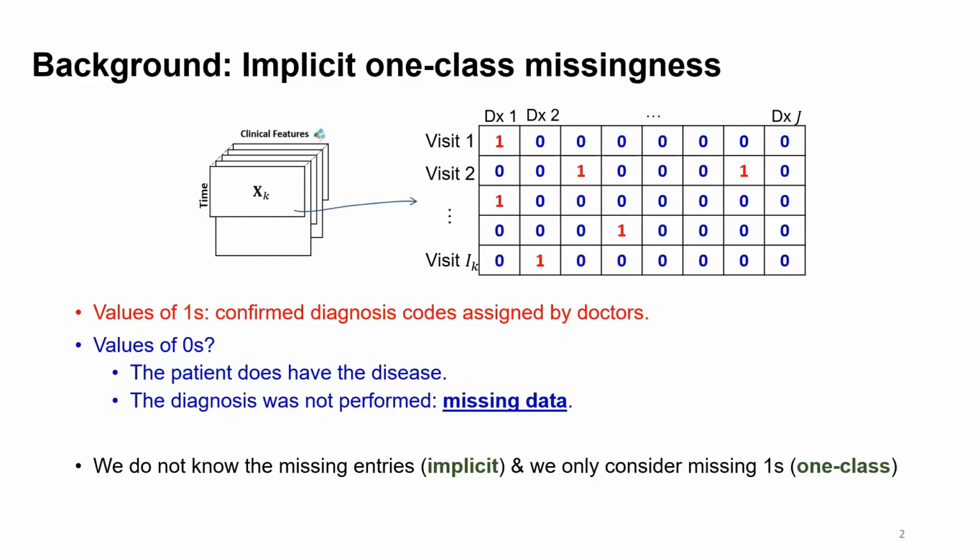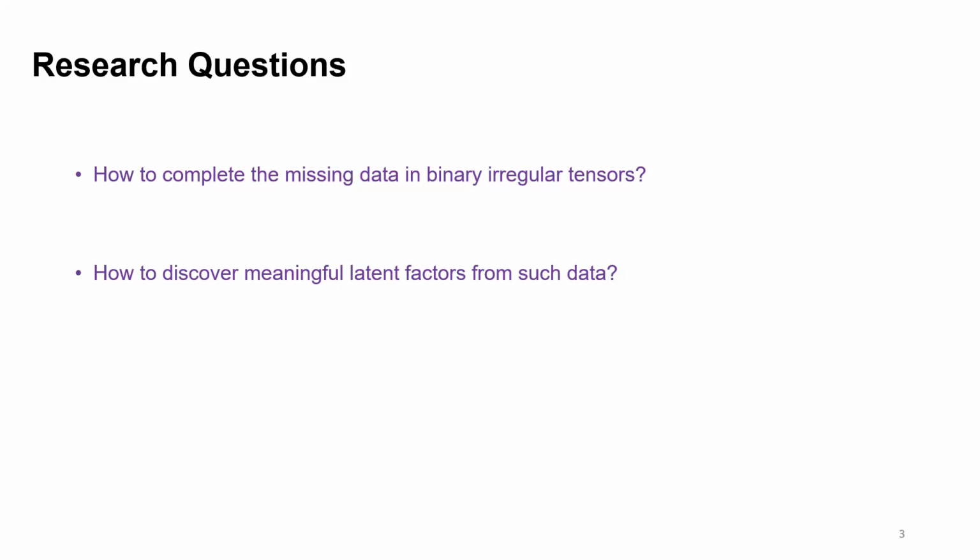Consider the example in healthcare setting. Values of ones in the binary irregular tensor represent confirmed diagnosis codes assigned by doctors, but the value of zeros can have two possible meanings. Either the patient doesn't have the disease, which means negative, or the diagnosis was not even performed, which is a missing value. In this paper, we aim to complete the missing data in this binary irregular tensor and also discover the meaningful latent factors at the same time.